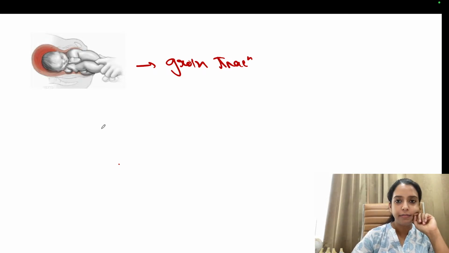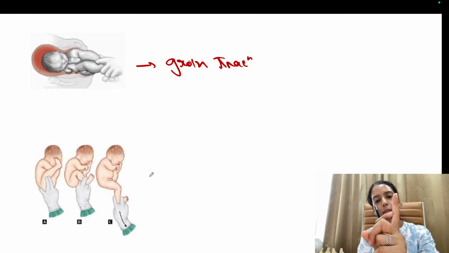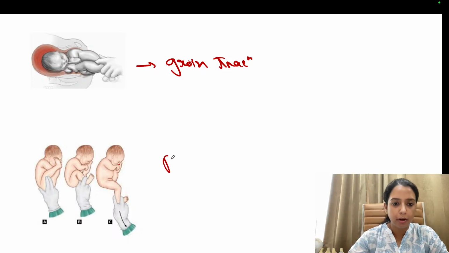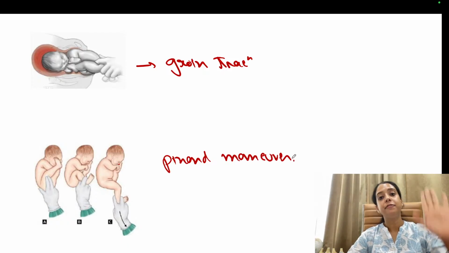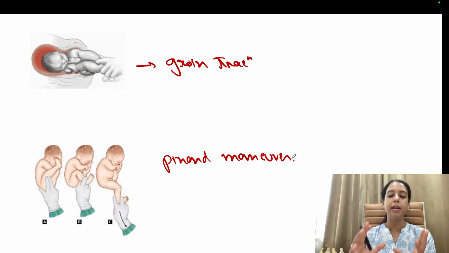Groin traction is done in frank breech. Another way of delivering the fetal legs: Pinard's maneuver. This is the leg. I pin the popliteal fossa, hold it, bring it out. It is Pinard's maneuver. So these are the two maneuvers done to deliver extended legs. Now legs have come out. Now the baby is coming out slowly.